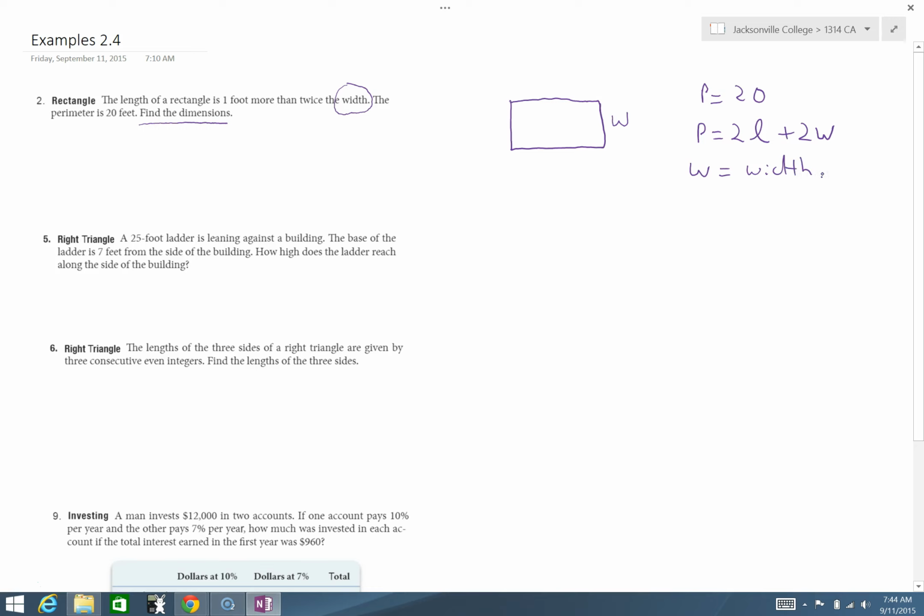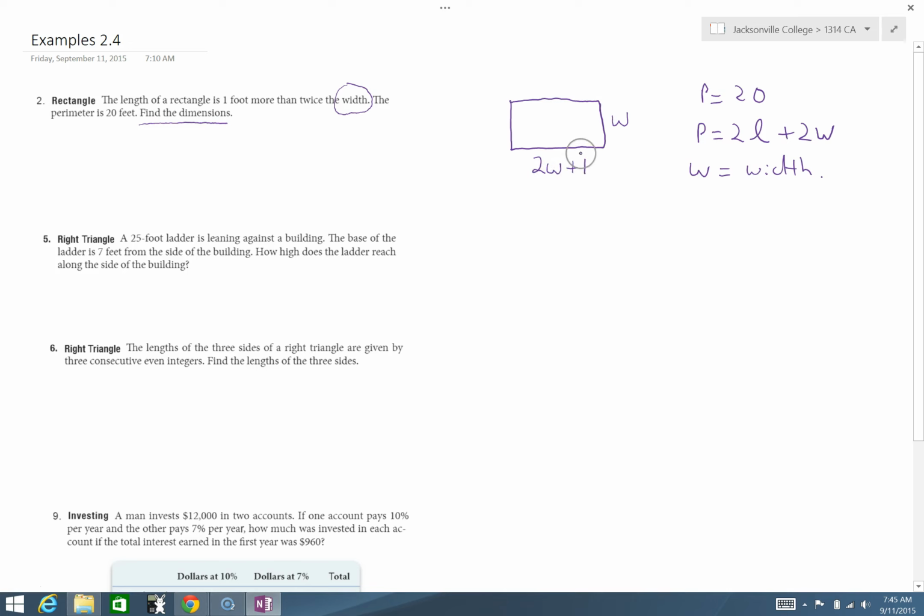Okay. It says the length is 1 more than twice that. So this distance here, I don't know what it is, but I know it's 1 more than twice that one. Well, twice that one would be 2 times W, and 1 more would be plus 1. I want you to see that I've properly assigned this. It says the length is, this is my length, 1 more than twice the width. So now if this is my width, this is my length. It's 1 more than twice that one.